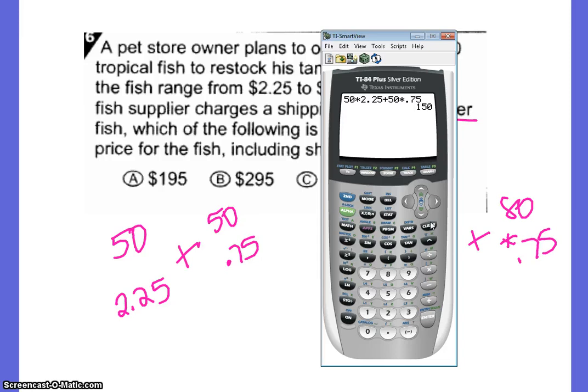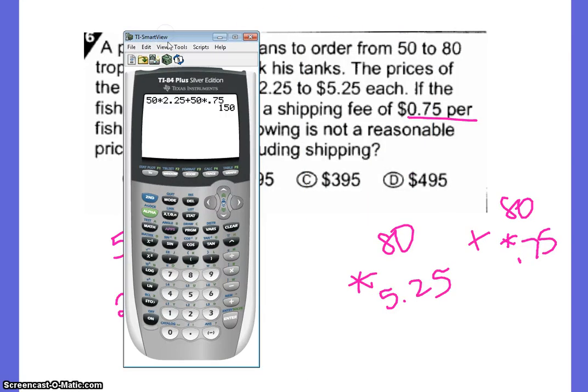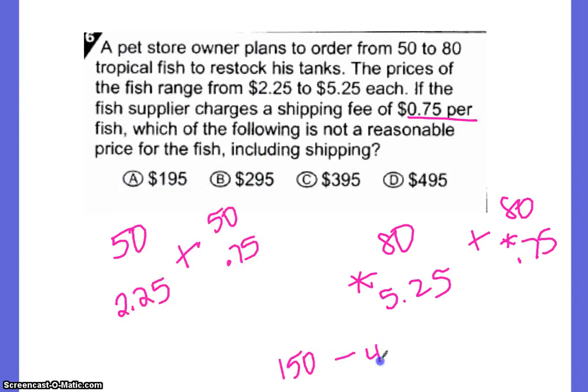Okay, then we're going to do it again with 80 and 5.25. So 80 times 5.25 plus 80 times 0.75. So it's somewhere between 150 and 480.